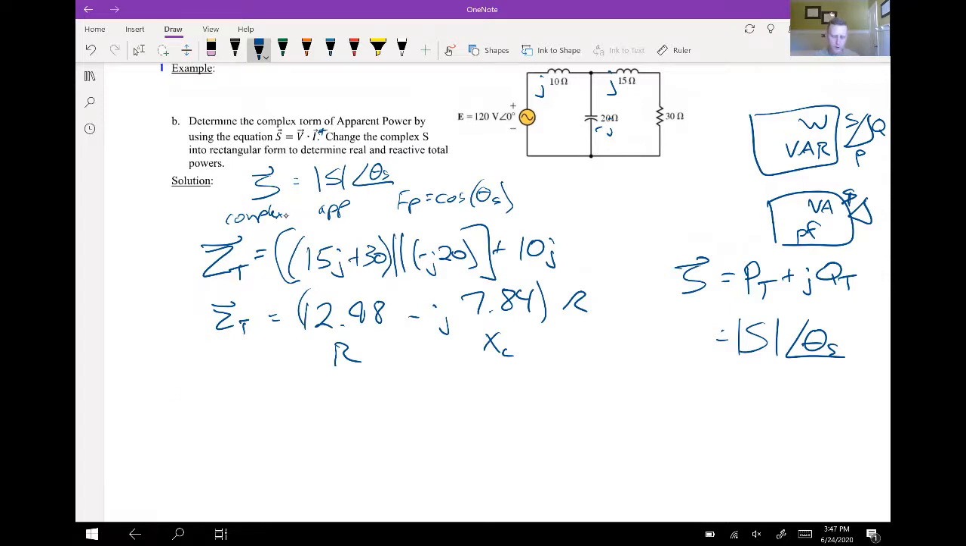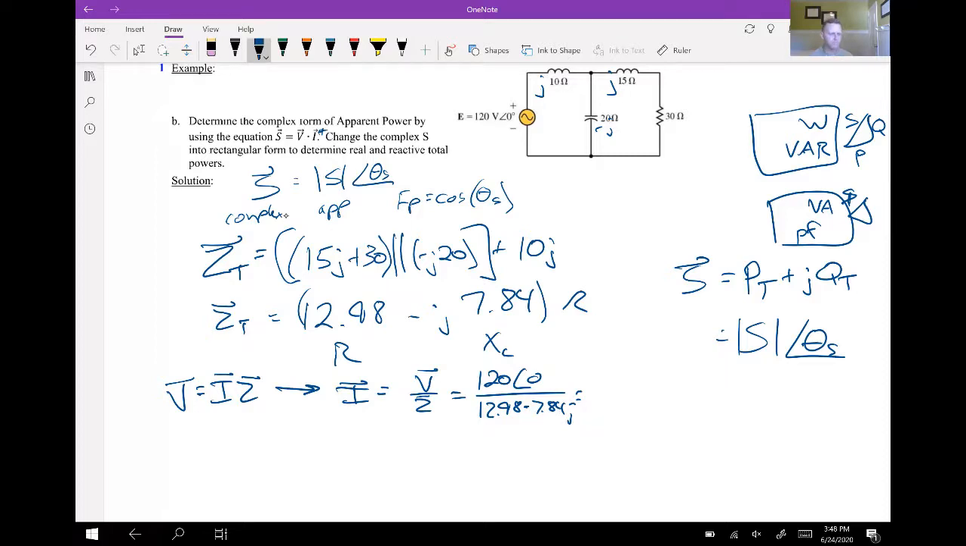Now I'm going to use Ohm's law, our favorite law, V equals IZ, to solve for I. I is V over Z. V is 120 angle 0. Z is 12.98 minus 7.84 J, don't forget the J. My I comes out to 7.92 angle 31.14 amps.